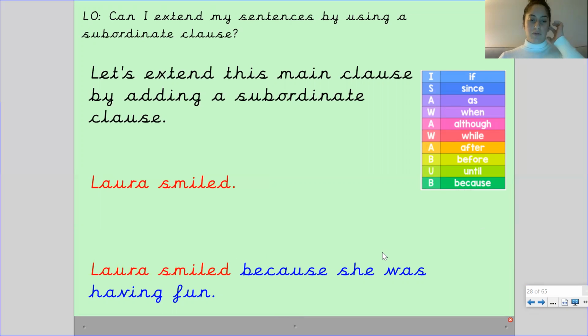How would you write this sentence by swapping where the subordinating conjunction is? It doesn't have to be at the end of a sentence. It could also be in the beginning of a sentence. But remember what it has to be separated with. If we put a subordinating conjunction in the beginning of a sentence, it's separated with a comma.